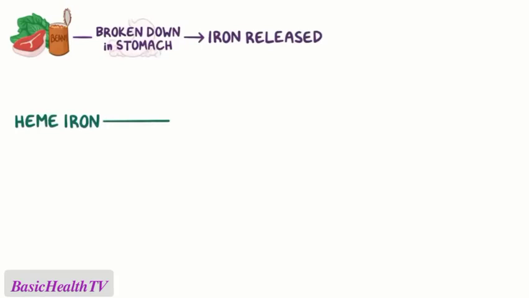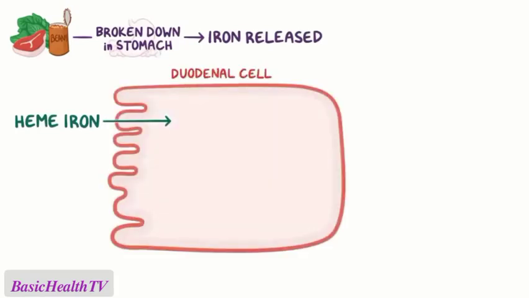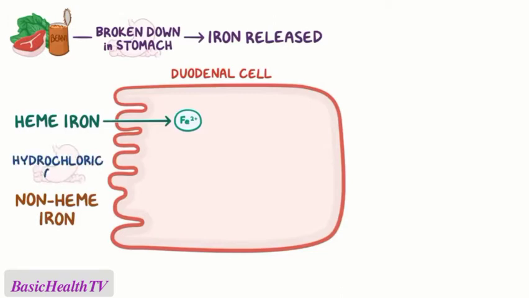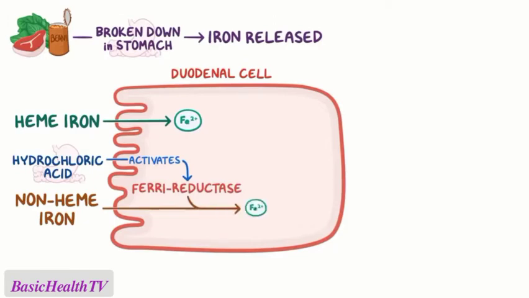Now, when food is broken down in the stomach, iron is released. Heme iron is absorbed directly into the duodenal cells, where it's broken down to release Fe2+ molecules. Non-heme iron, however, needs to be reduced to heme iron first. So the stomach's hydrochloric acid activates a group of enzymes in the duodenal cells, collectively called ferroreductase, which live up to their name by reducing non-heme iron to Fe2+ molecules.